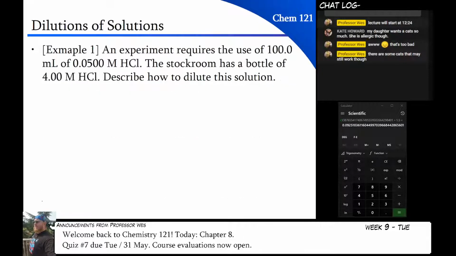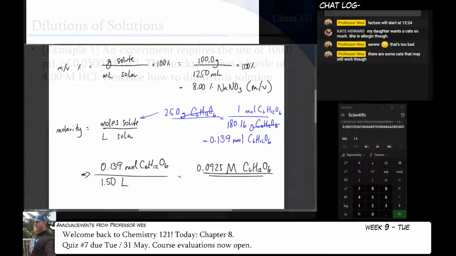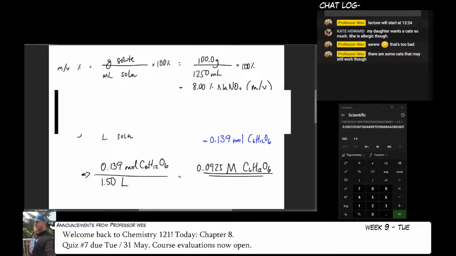All right. So the first question we're going to do is, I need 100 milliliters of 0.05 molar HCl. All I have, though, is 4 molar HCl, and that's way too strong. That will just dissolve whatever substrate I'm using immediately, and my reaction will be over before I can even record the data, or something. How do I dilute the solution? So let's do that. Let's capture the problem real quick.